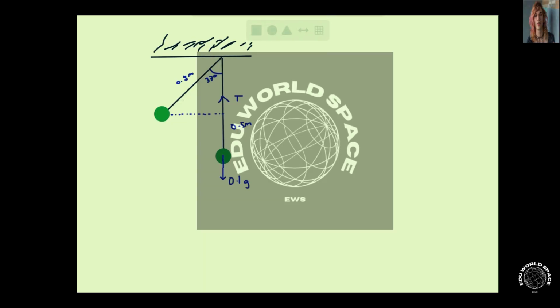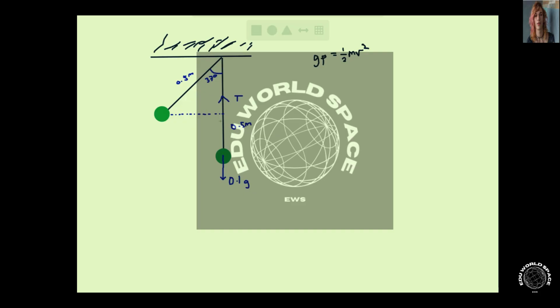So in this question, we're trying to find out the tension in the string when the pendulum bob is at its lowest point. So what we can use in this question is the conservation of energy. So we know that the initial gravitational potential energy is equal to the final kinetic energy. If we take the gravitational potential energy to be zero at the lowest point, we can just set this to help our calculations be easier.